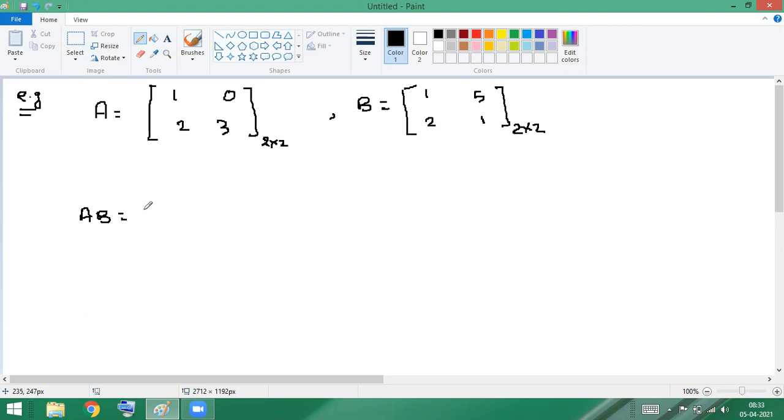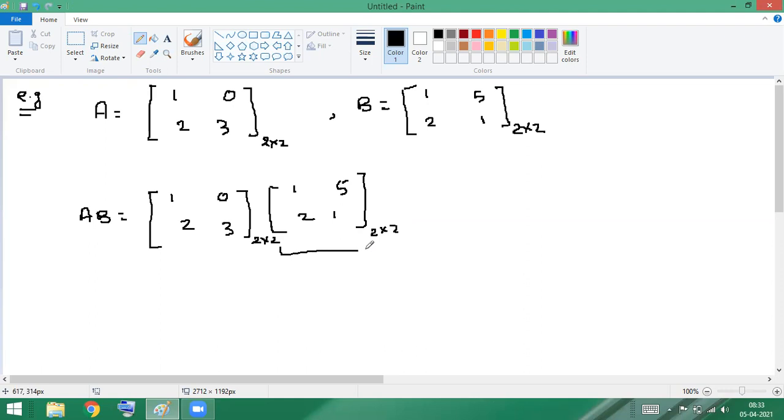Yes. So if multiplication is possible, the matrix 1, 0, 2, 3 has order 2 cross 2. Then multiply with 1, 5, 2, 1, here also 2 cross 2. So what will be the order of AB? AB order will be again 2 by 2. So tell me the elements of 2 by 2. A11, A12, A21, A22.